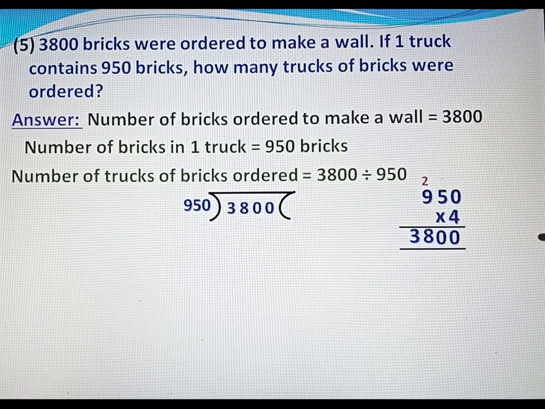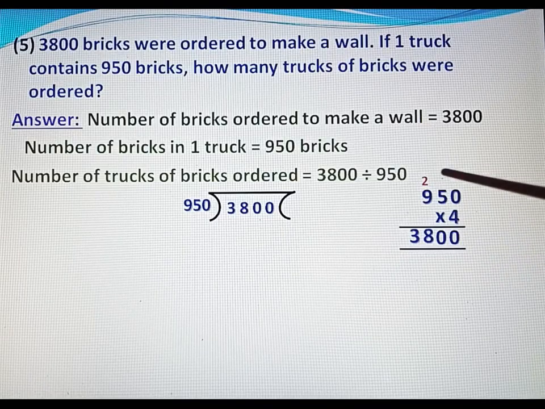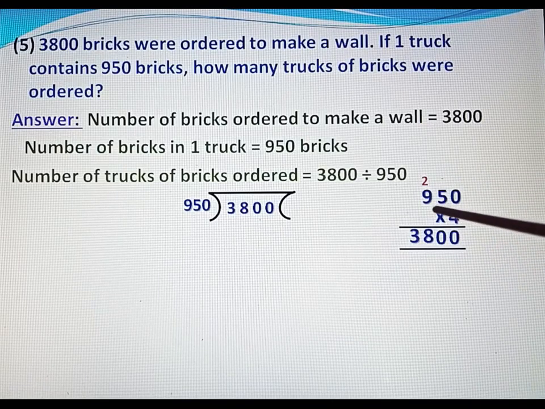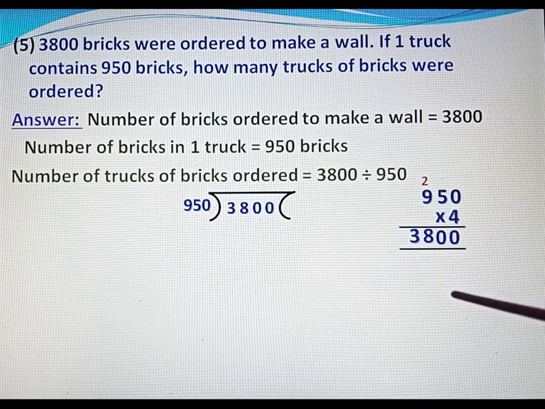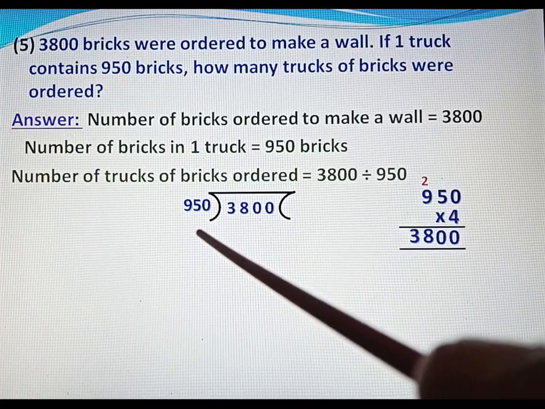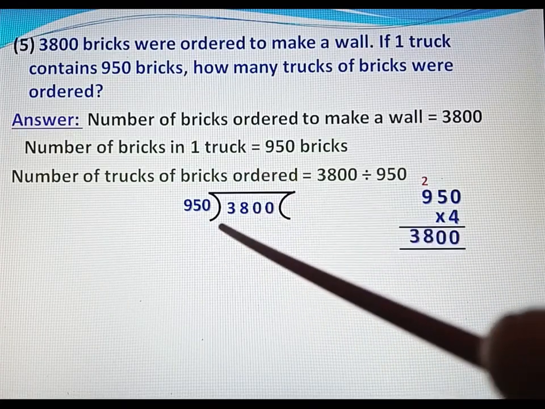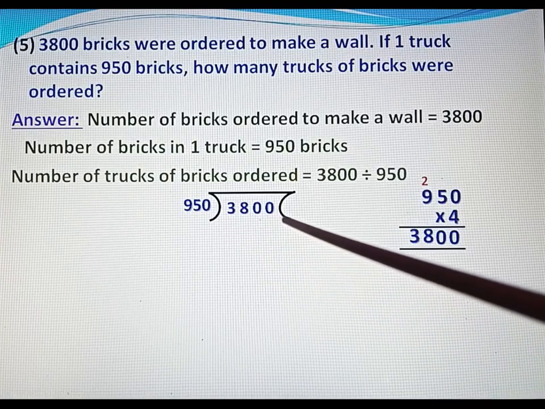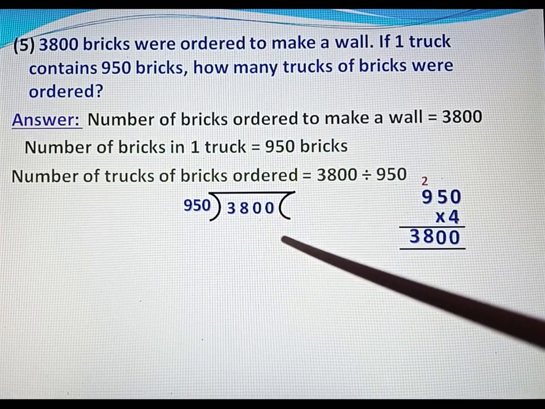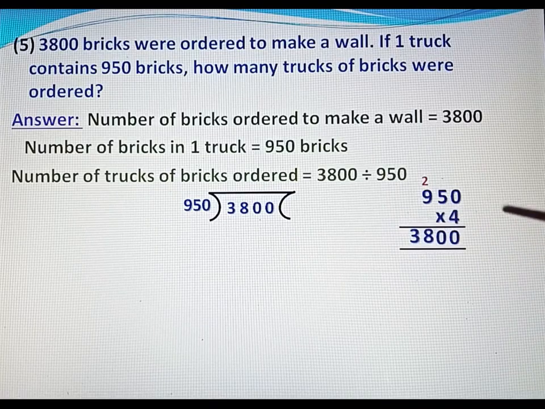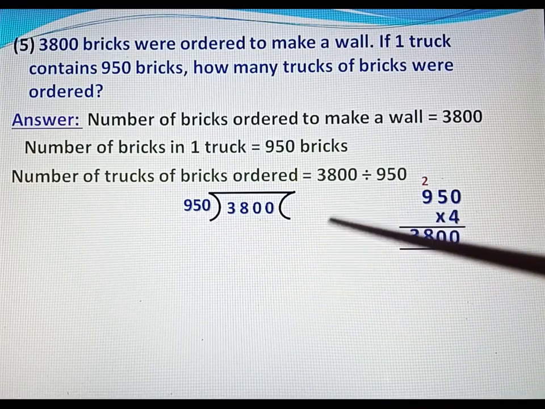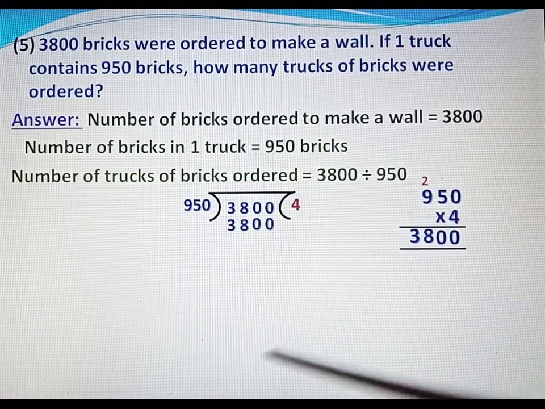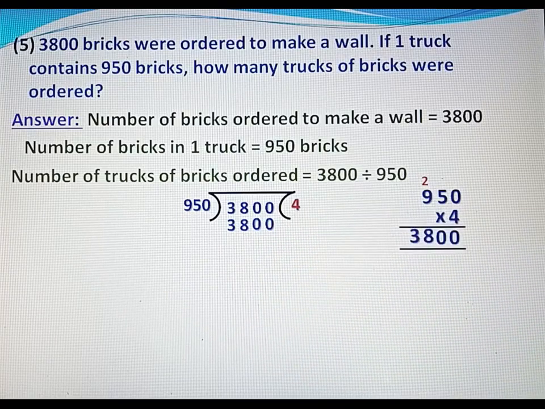See, 4 zeros are 0, 4 5s are 20, 0, 2 carry, 4 9s are 36, plus 2 is 38. Now we will multiply this 950 by that number so that it is equal to 3800 or less than 3800. It should not be greater than 3800. So now we will multiply 950 by 4. 950 multiplied by 4 equals 3800, and then we will do subtraction.